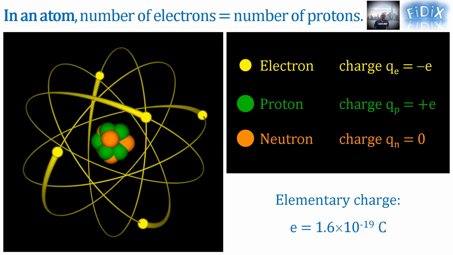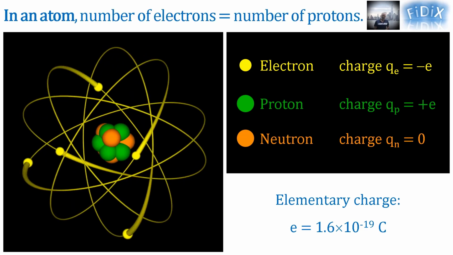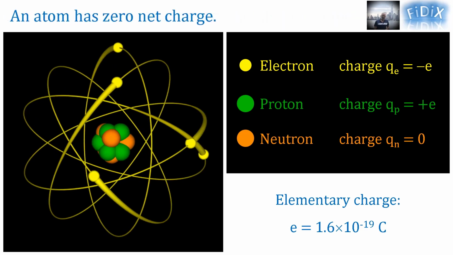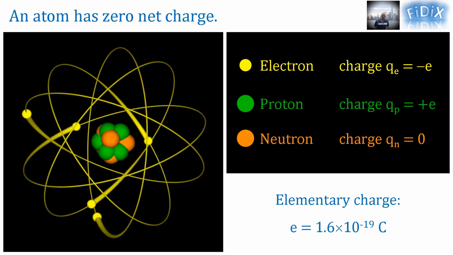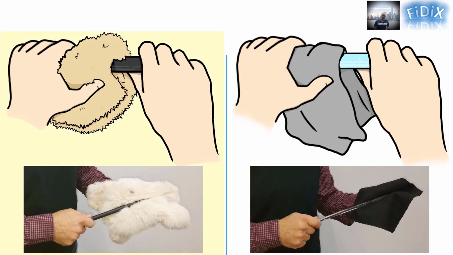An atom has as many electrons as protons. Therefore, an atom has zero net charge. When an ebonite rod is rubbed with a cloth of wool or fur, a certain number of electrons migrate from the cloth to the rod. The ebonite rod has thus an excess of electrons. Therefore, it is negatively charged.